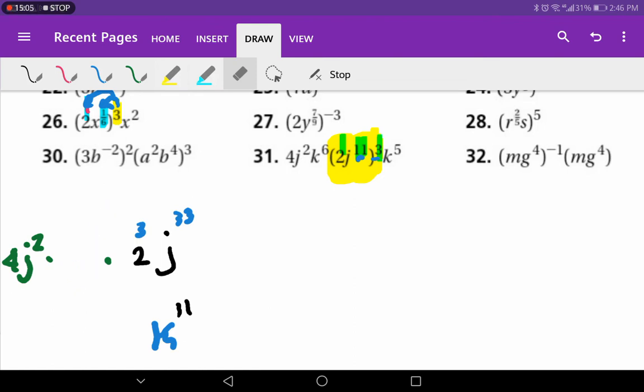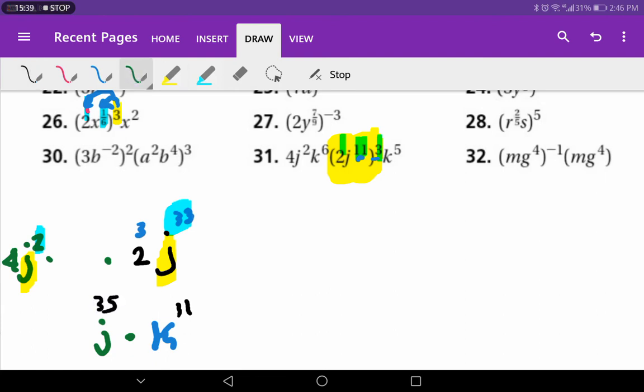Now the coefficient, my dear student, I could multiply them at the beginning, before this, but it doesn't matter. Let us keep them to the last. Now this is j, and this is j, and this j has power 2, and this j has 33, so it is j with power 35.